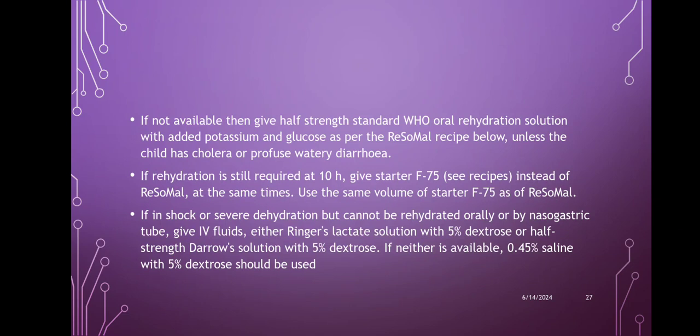If the patient is in shock or severe dehydration but cannot be rehydrated orally or by NGT, in that case you give IV fluids. The fluids of choice are either Ringer's lactate with 5% dextrose or half-strength Darrow's solution with 5% dextrose. If neither of the above is available, you can give 0.45% saline with 5% dextrose.